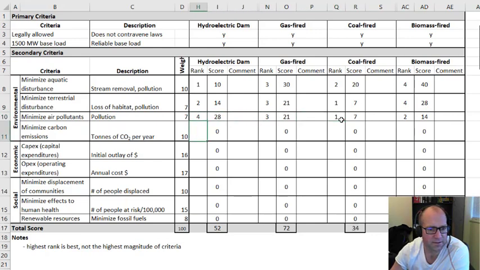And then carbon emissions. Again, hydroelectric is going to be the clear winner here. Biomass, let's say this would be the second best because anything that gets burnt would have rotted anyway and would have created CO2. Coal-fired, again, would be the worst, and gas-fired would be number 2. So as you can see, I'm using only integers. This is what I referred to earlier as only using integers in my rank, and I'm not allowing any ties. We must have everything ranked from 1 to 4.